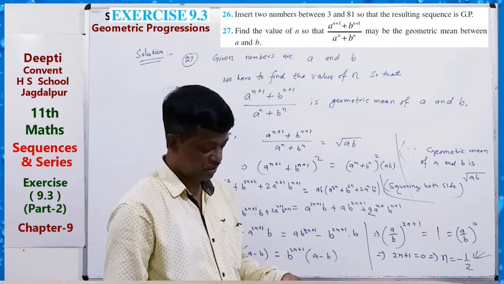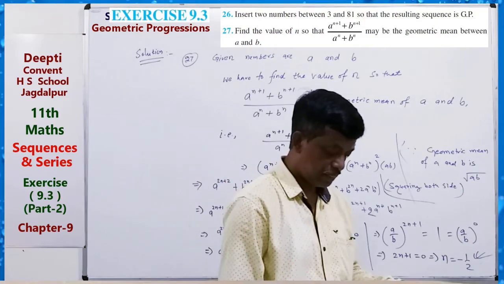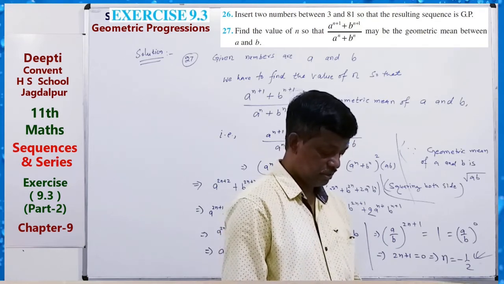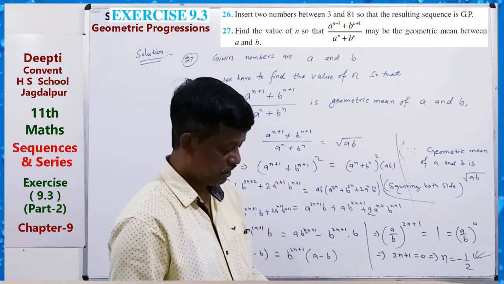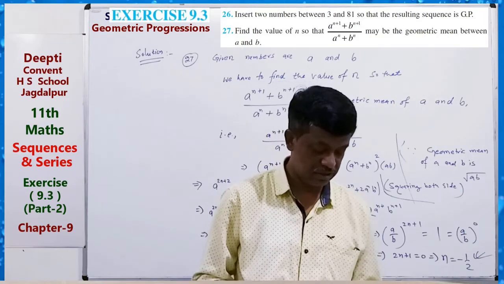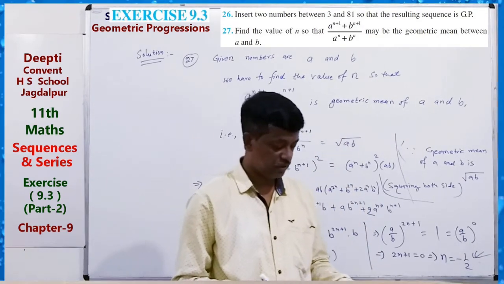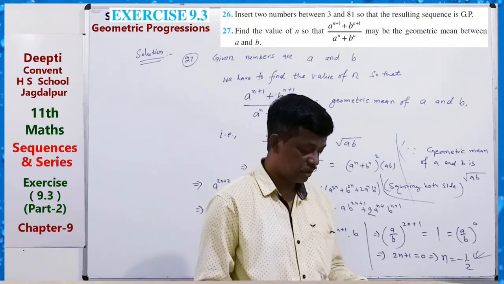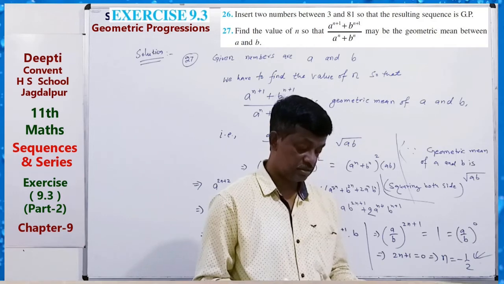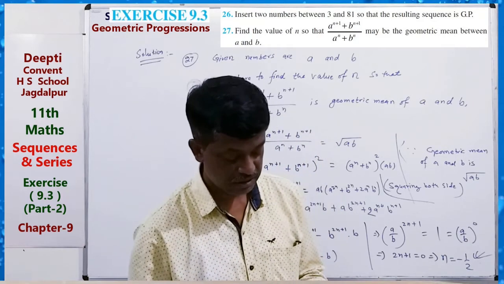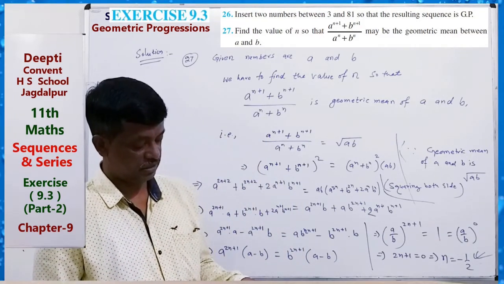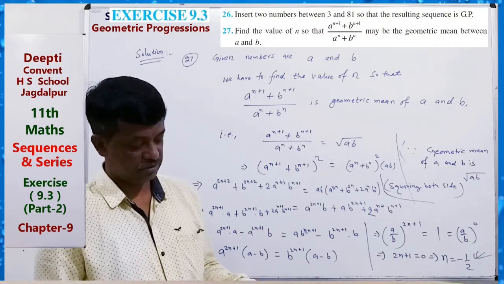28 and 29 are the same type of questions. So these two questions can be solved. Question 28: the sum of two numbers is 6 times the geometric mean. Then show that the numbers are in the ratio this.